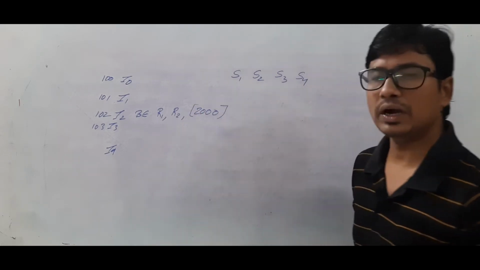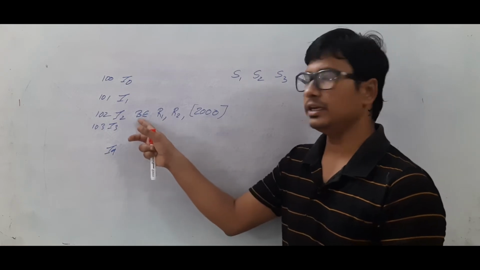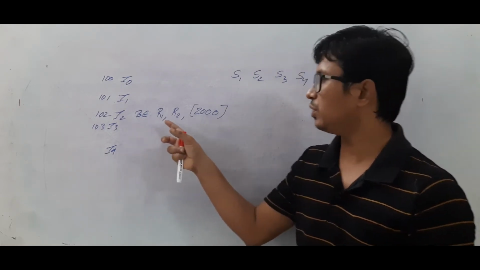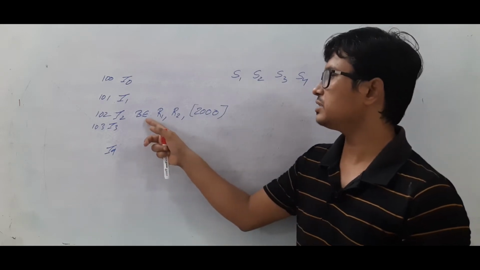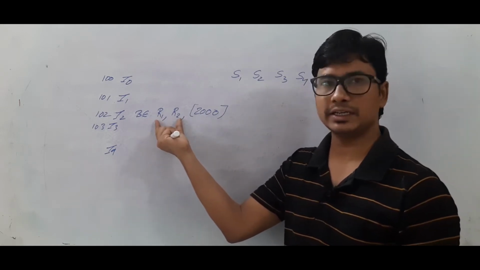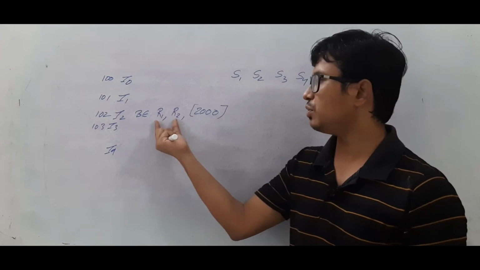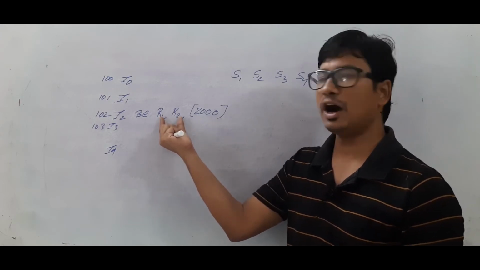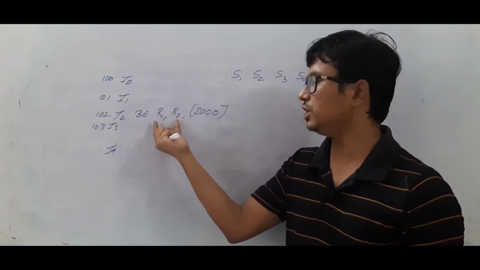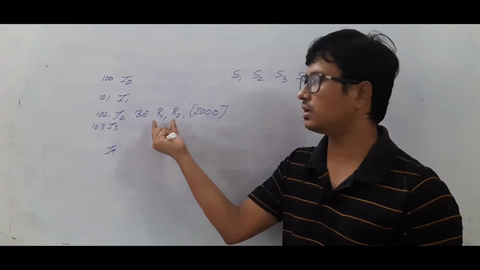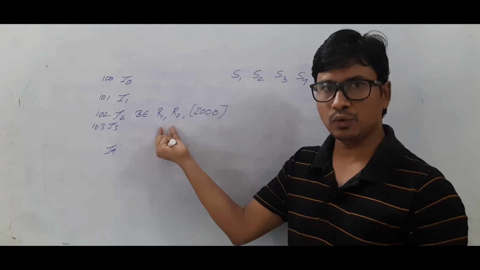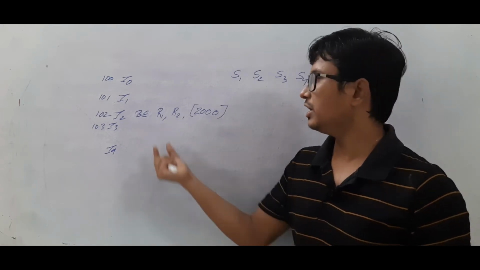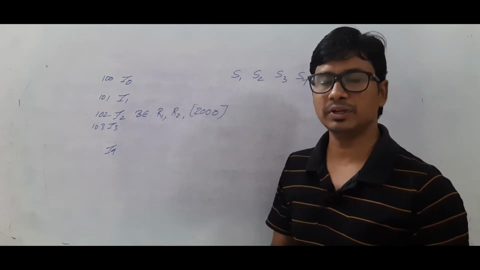What is the meaning of this instruction? It is telling that branch equal R1, R2, 2000. This is a condition. Are you able to understand? So what is this condition saying? If R1 and R2 are equal, meaning the values in register R1 and register R2 are equal, then the condition is true. If they are not equal, the condition will be false.